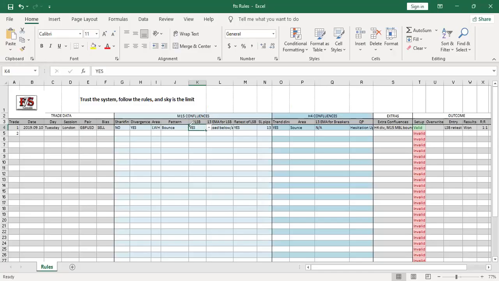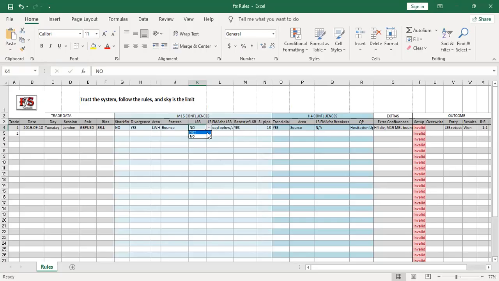Now look at this on M15. The most important thing after the range is the LSB. If we say LSB yes, this place is valid because LSB is here. If you say no, the setup becomes invalid.